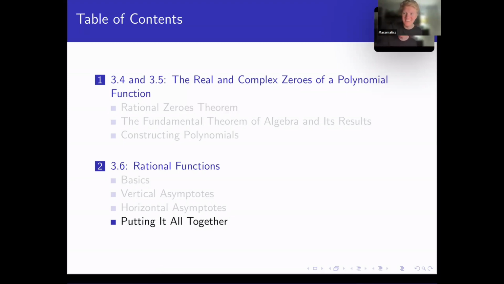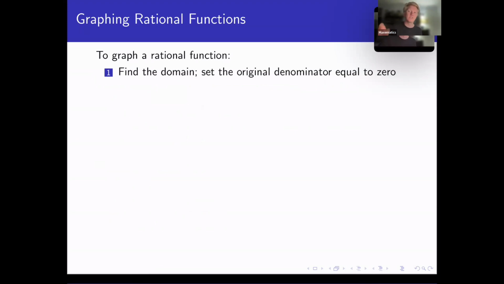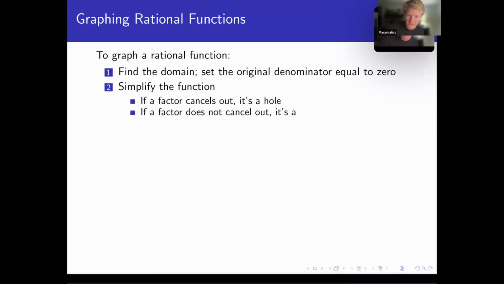This is how we're going to sunset algebra in chapter 3. So here we go. To graph a rational function, start by finding the domain. You don't necessarily need it to graph. However, it is a very important part of the function, and it helps remind us that we can't magically start plugging in values. It reminds us that we need vertical asymptotes and we need holes. So set the original denominator equal to 0. Then simplify the function. If a factor cancels out, it's a hole. But if a factor doesn't cancel out, it's a vertical asymptote.